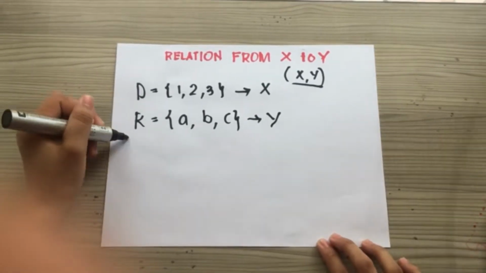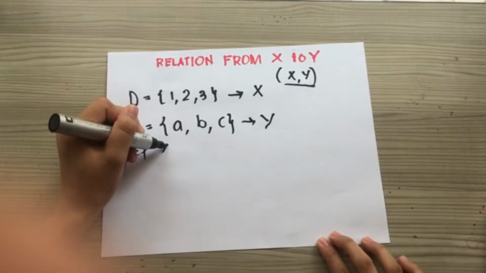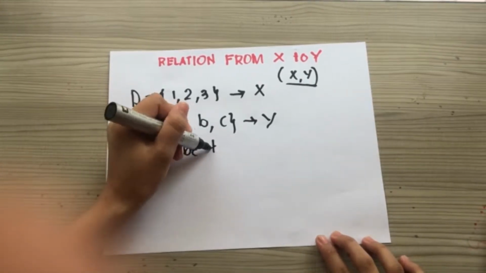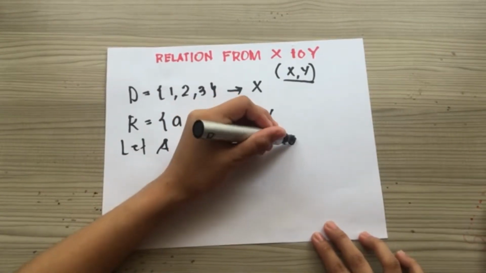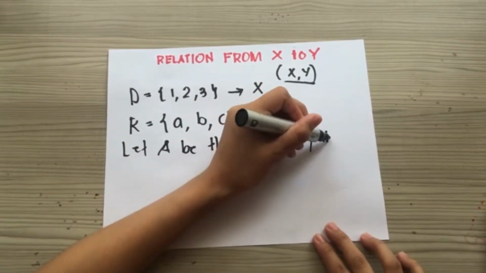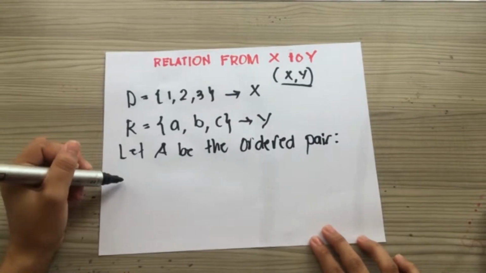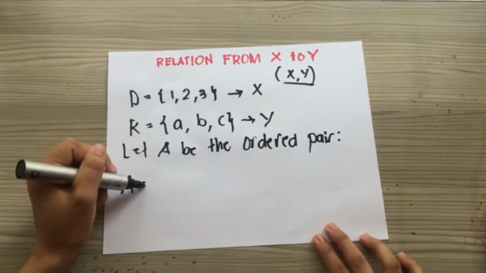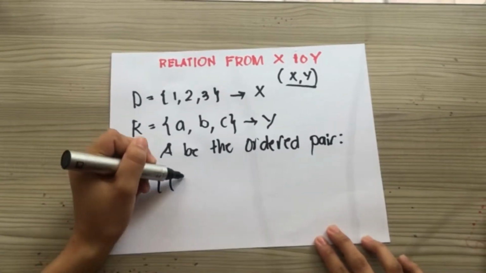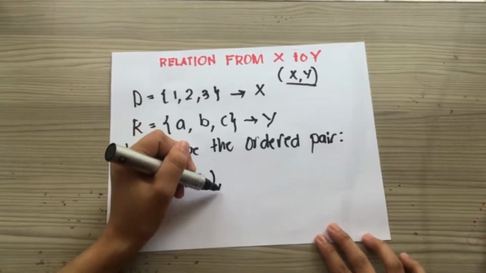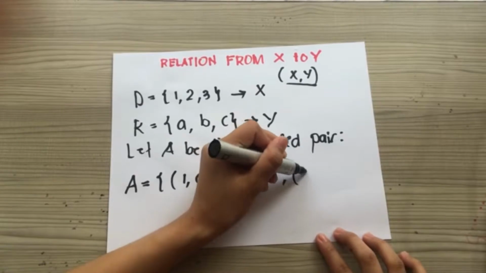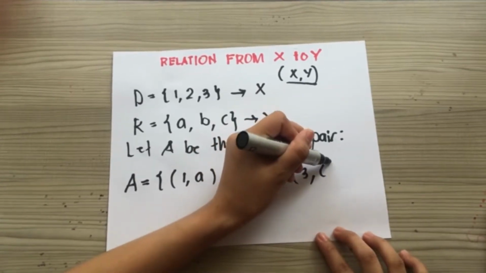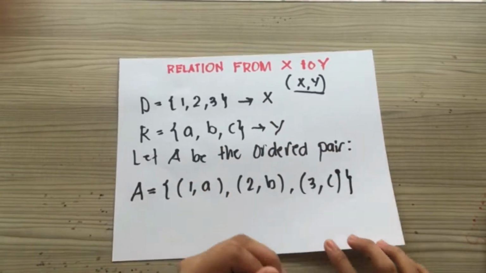If we were to make their ordered pairs, it should look like this. Let A be the set of ordered pairs. A is equal to: the first ordered pair is (1, A), the second ordered pair would be (2, B), the third ordered pair would be (3, C).